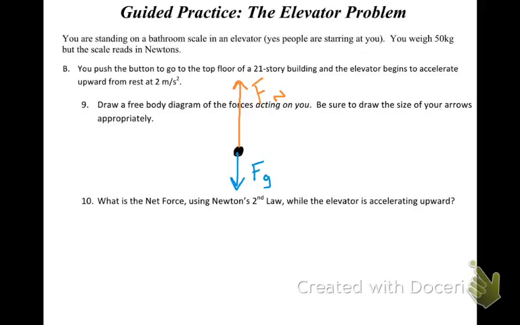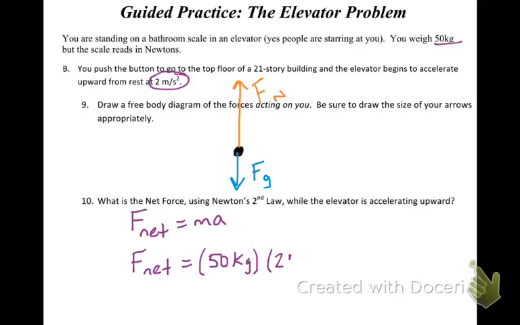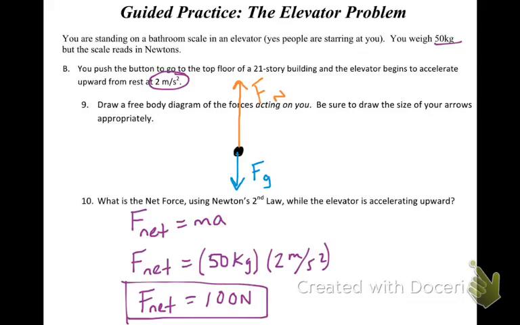Well, the elevator is accelerating upwards. So let's go ahead and solve for this. Newton's second law, don't forget, is our F net equals ma. So our mass is 50 kilograms, but our acceleration is 2 meters per second squared. So F net equals 50 kilograms times 2 meters per second squared. F net equals 100 newtons. Now what does that mean? That tells us that because we're dealing with an unbalanced force, the overall force that we are feeling, the total force on our free body diagram, is 100 newtons.